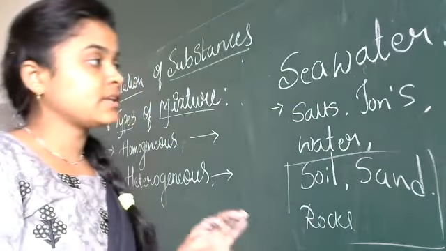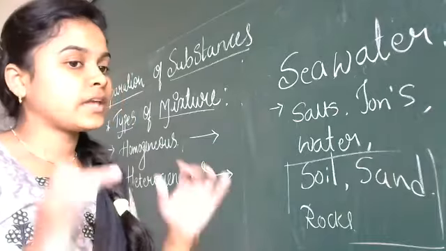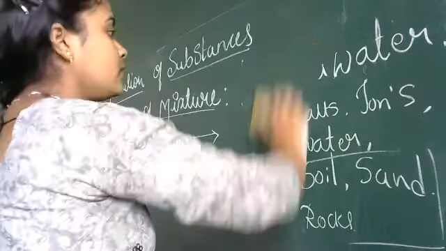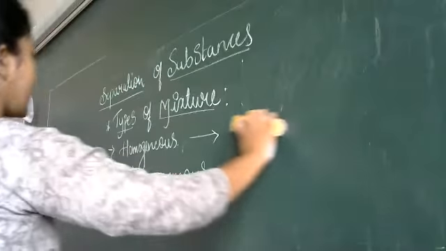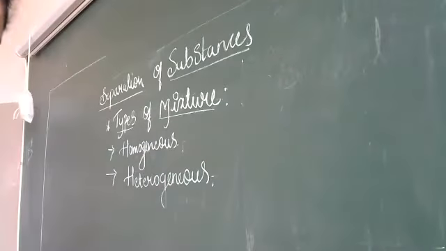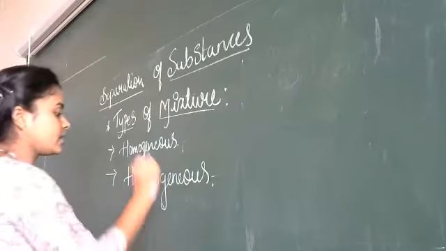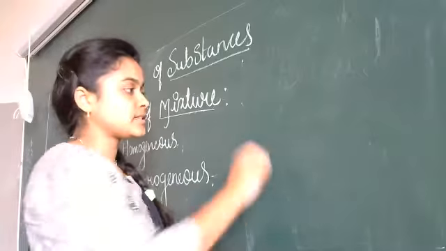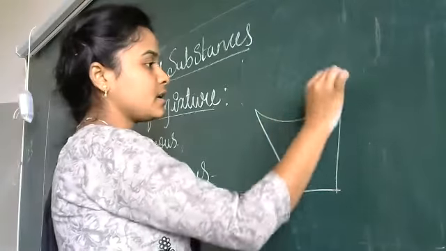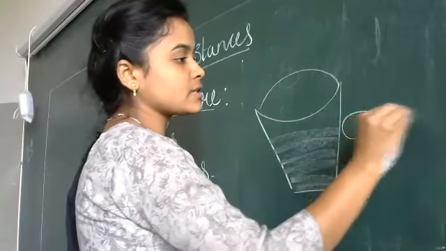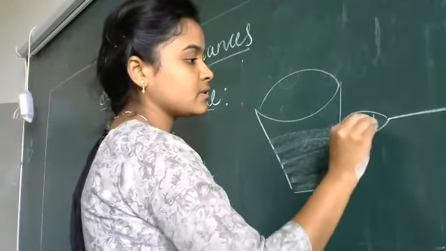So homogeneous mixtures are those in which all components are evenly distributed. Evenly distributed in a sense they are completely dissolved, which we cannot see by our naked eyes. Now we will go for the next type of mixture, the second type, heterogeneous mixture. For heterogeneous mixture, I'll give you an example. I'll take a glass, pour water in that glass, and take a teaspoon of sand. What am I taking?